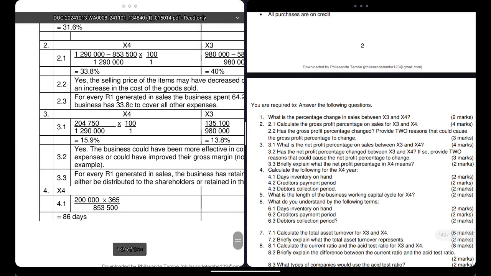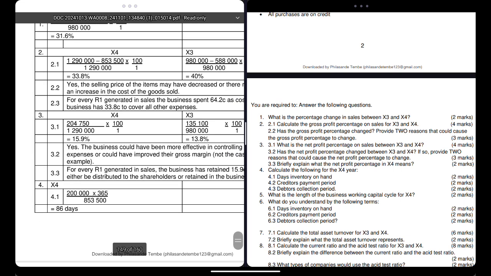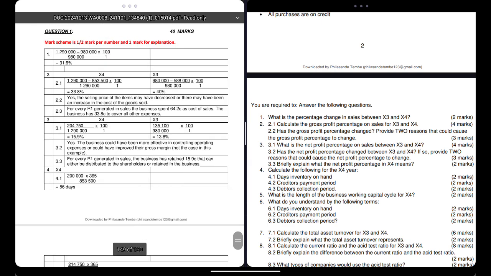Okay, so let's go to 3.1. Okay, we already did that. Okay, 3.2 has a net profit changed. Yeah, it went more up. So that's good. So the business has been more effective in controlling operating expenses to improve the gross margin.